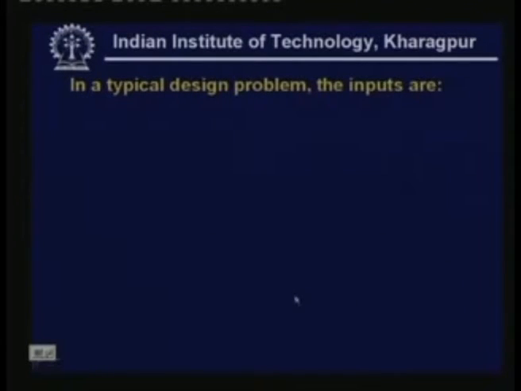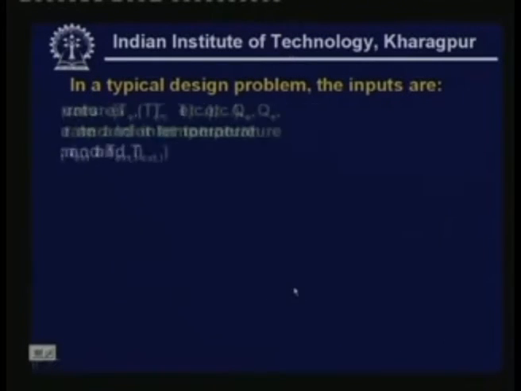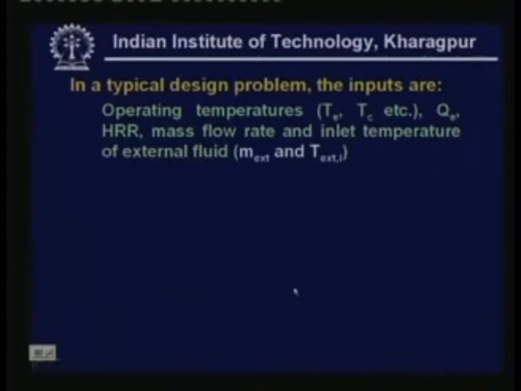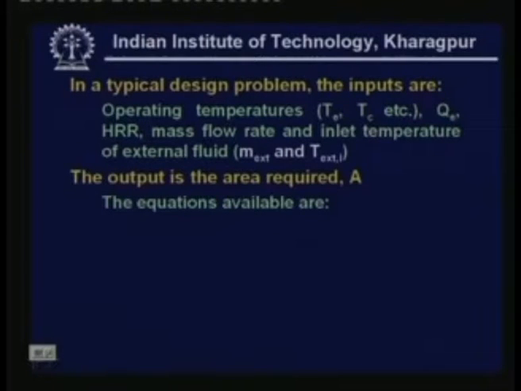So let us look at a typical design problem. Normally in any design problem the inputs are the operating temperatures, that means the evaporator temperature, condenser temperature, etc., refrigeration capacity QE, the heat rejection ratio HRR, mass flow rate and inlet temperature of external fluid, that is M external, and T subscript external I. Normally these values are available in any typical design problem. And what is the objective of the design problem? Objective is to find out the area required. That is we have to find out A, and the equations available are like this.